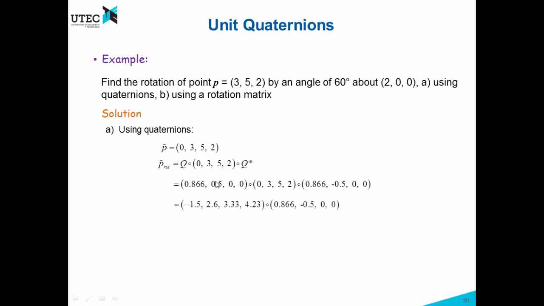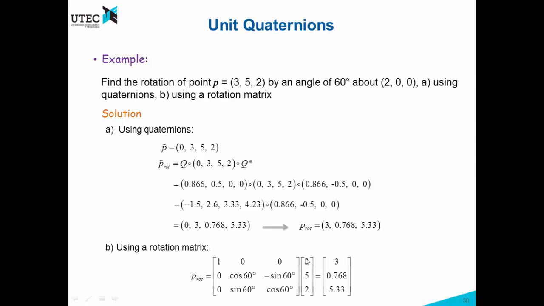You get this here. I'm doing the first two terms first, and then this resulting term with the last term, and I get this expression. And you see that now the rotated vector is just the vector part of the quaternion. So the rotated vector is just this part. If I use the rotation matrix, I can compute this and I multiply it with this vector here, and I get the result. And you see that both are the same.